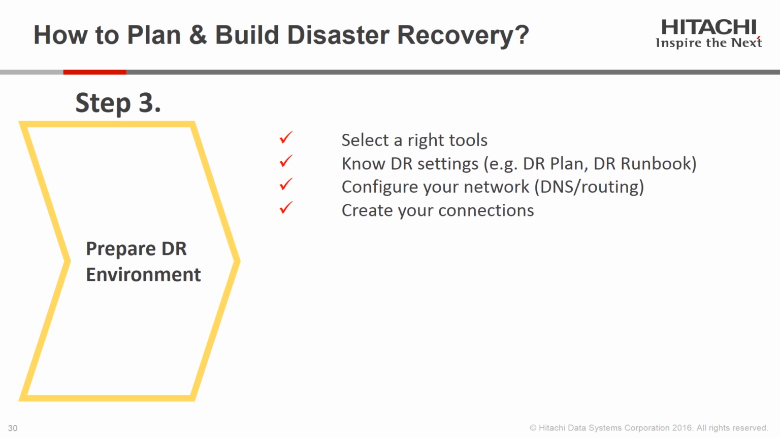To plan the DR environment, you need to select the right tool. You need to pick the tool that is right for supporting your DR environment. For instance, DR infrastructure, for example, an ASR with HDS DR infrastructure, and network infrastructure, for example, Global Server Load Balancer for domain name failover for your applications. Know DR settings. You need to define the DR plan for your protected applications and the DR runbook for operating the DR process.